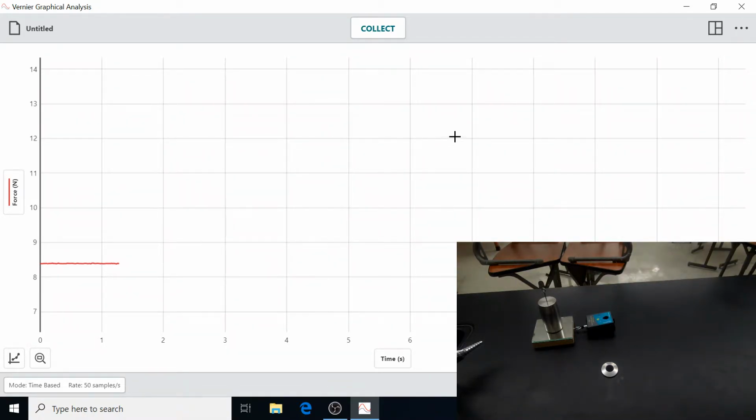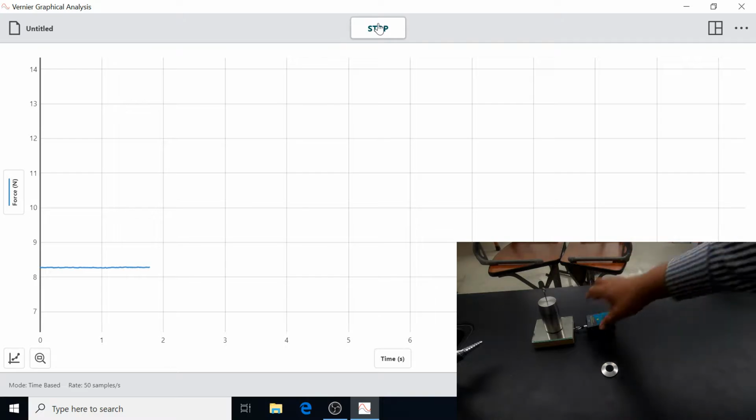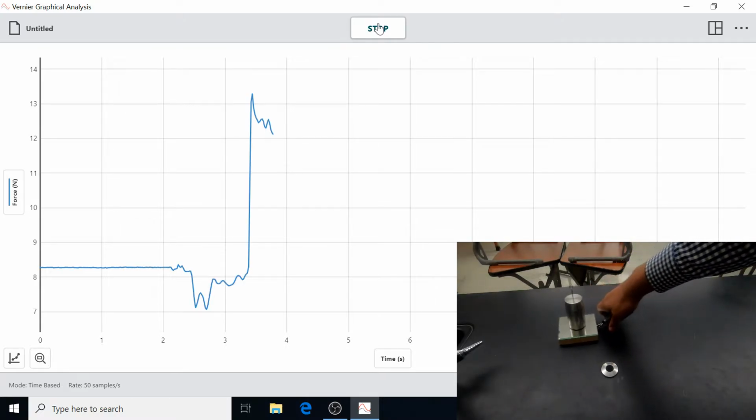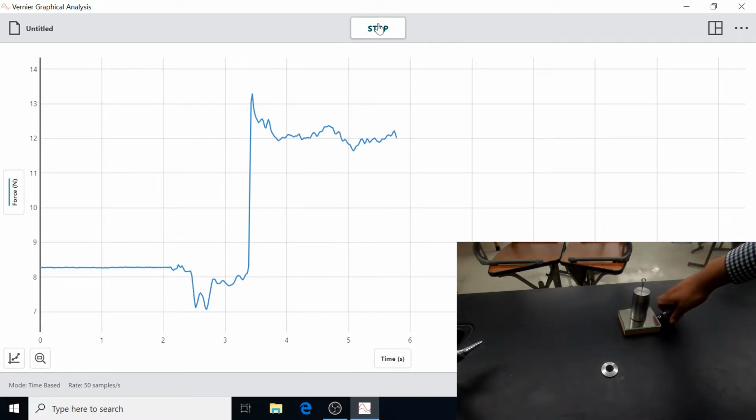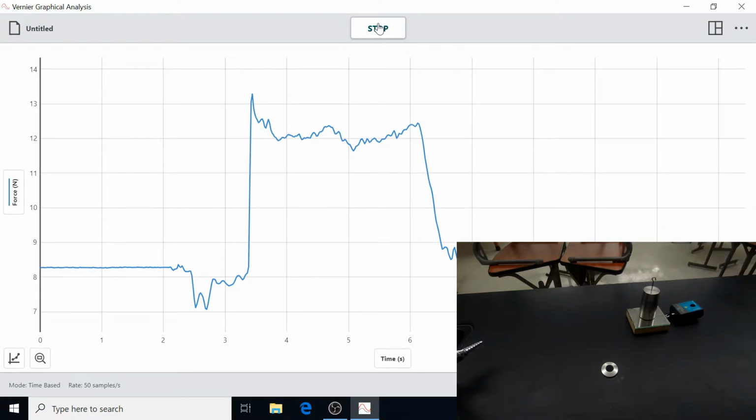And then we came over here and hit the collect button, started collecting our data, and began pulling our block, slowly maintaining a constant velocity, and then we stopped. Okay, so our data looked something like this.